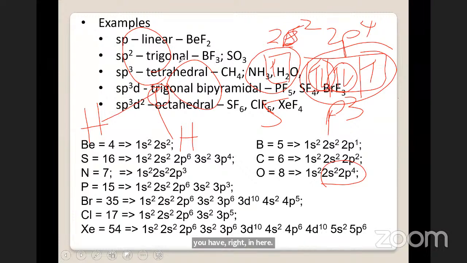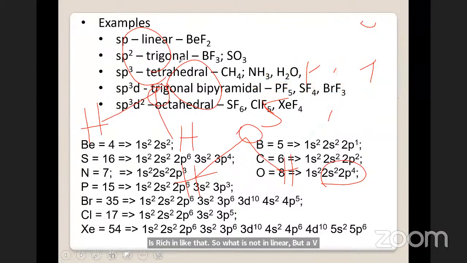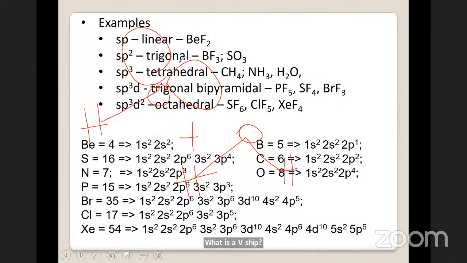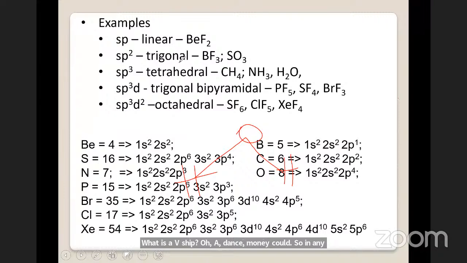So the correct molecular shape of water is written like that. Water is not a linear molecule, but a V-shape or a bent molecule. So in any case, whenever you want to draw water, you cannot draw water like this.